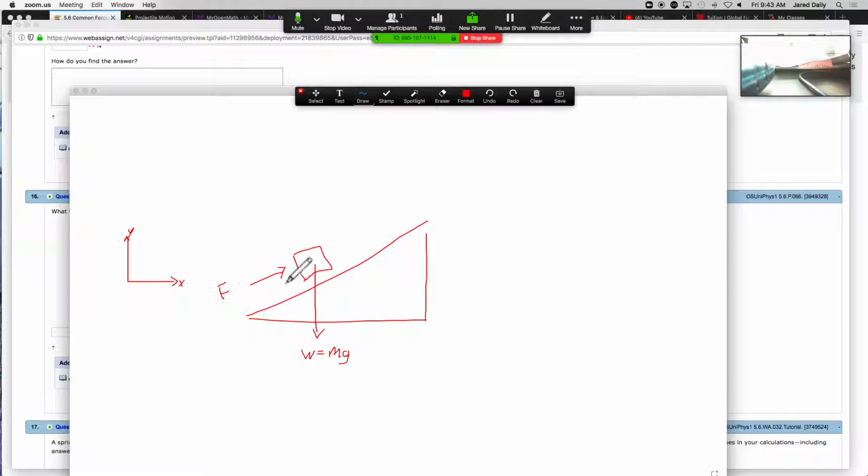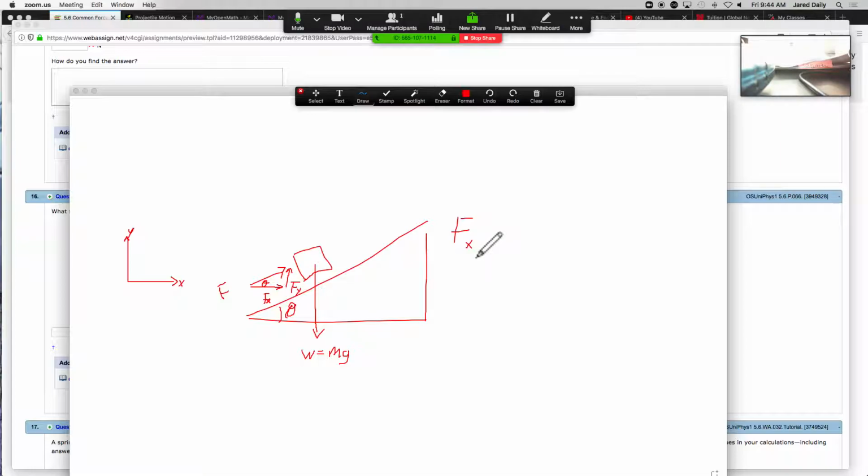That means we're going to resolve this force into two components, x and y. It's going to have a force in the x direction and a force in the y direction to complete this triangle. And this actually makes it quite simple. You can see that this angle here, theta, is going to be the same as this angle, so that's theta. And that means the force in the x direction.